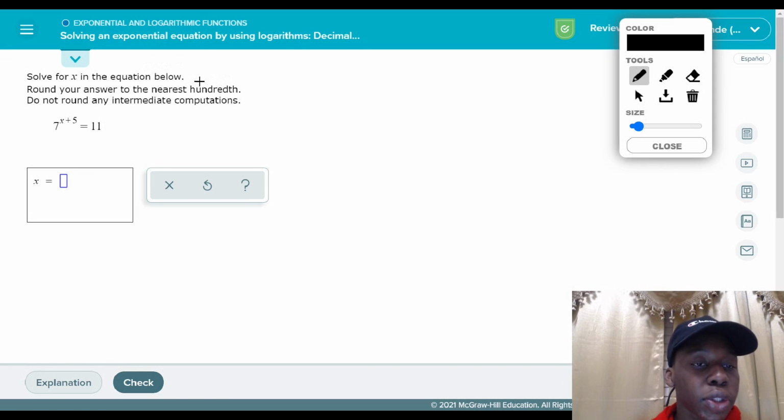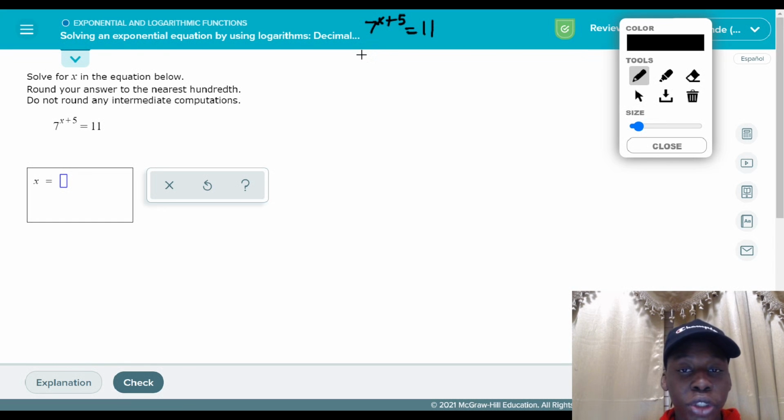Solve for x in the equation below, and then round your answer to the nearest hundredth. Do not round any intermediate computations. So this is 7 to the power x plus 5 equals 11. In this type of question, the question itself looks like a dead end, but don't let it scare you or panic you.